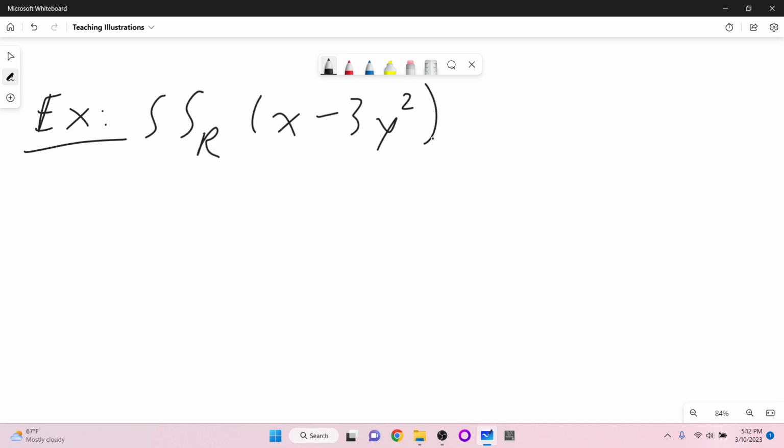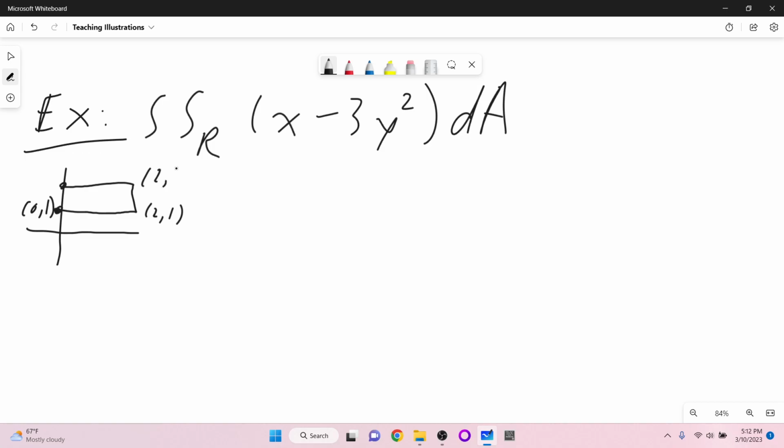All right, so let's do this. Let's do an example here. Example: double integral of x minus 3y squared along a region R, which I will give you a picture of here. So let's say this is 0, 1 to 2, 1 to 2, 0, 2.